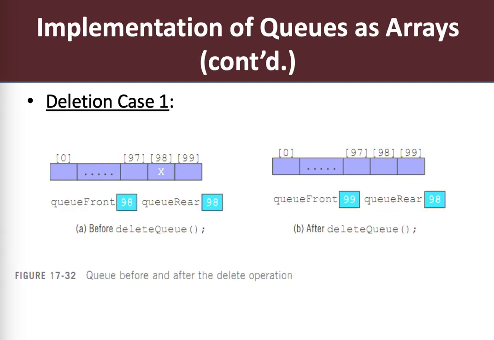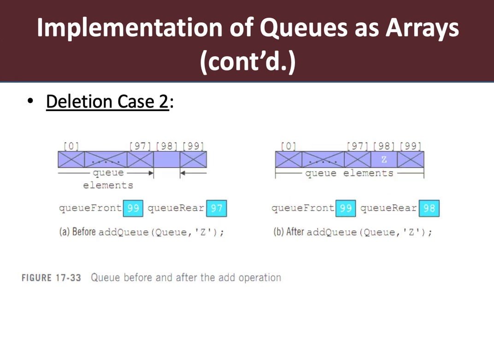In the first case, suppose that after a certain operation, the array containing the queue is as you can see in figure 17-32A. Basically, the queueFront is at 98 and the queueRear is at 98. If we apply the operation deleteQueue, the resulting array is what you see over here. The queueFront will be 99, because we just deleted something from the queue, so the front moves from 98 to 99, and the queueRear remains 98.